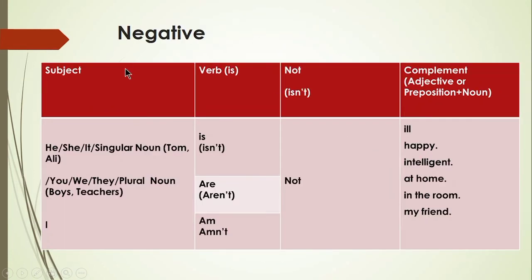Now, how to make negative in state verbs? So we have the subject, then is, are, am, followed by not. We can also make a contraction: isn't or aren't or amn't. And then we have the adjective or complement. For example, she is not ill, you are not happy, I am not intelligent. So that is how we make negative.